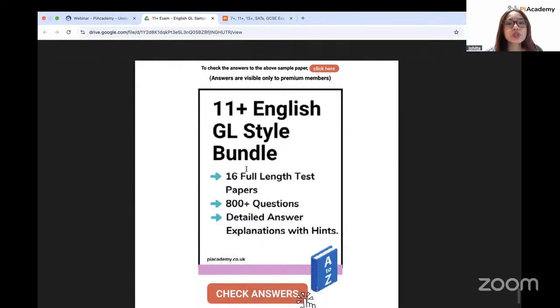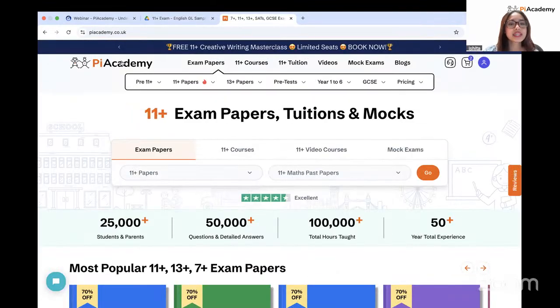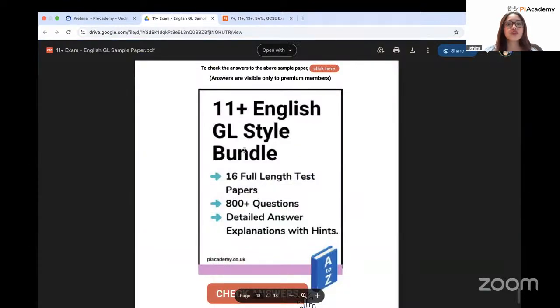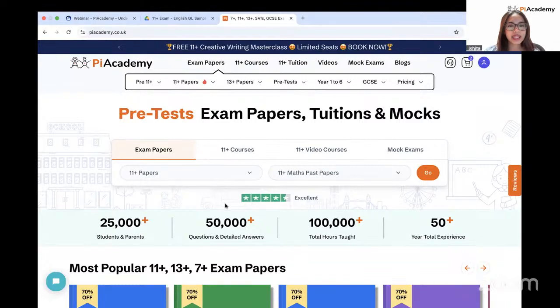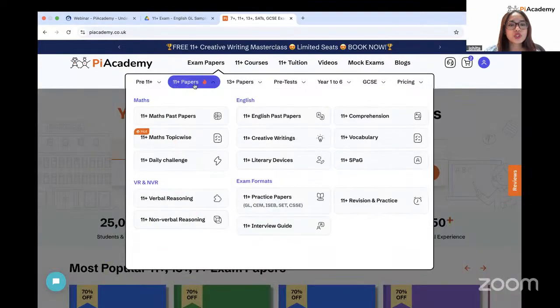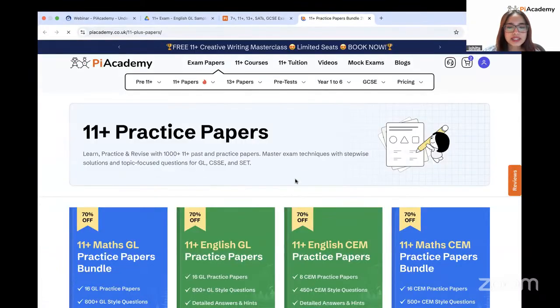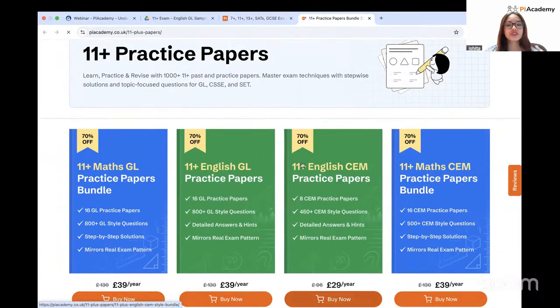On the Pi Academy website, you can actually find this exact type of pack. If I go on to Pi Academy, this is our main page. If you hover onto 11 plus papers, as we can see, we have a range of papers across maths, NVR, English, etc. And here in exam formats, if you click on this, you will find the full package of different exam board specific English papers, as well as maths, verbal and non-verbal.